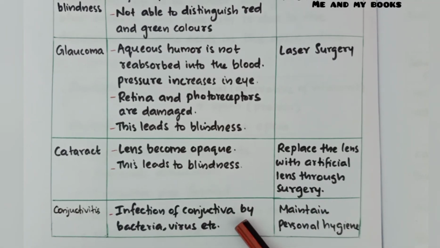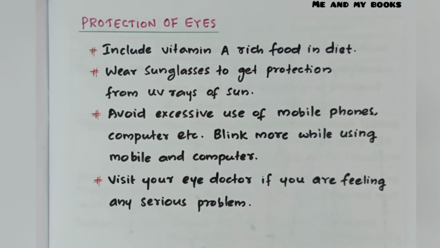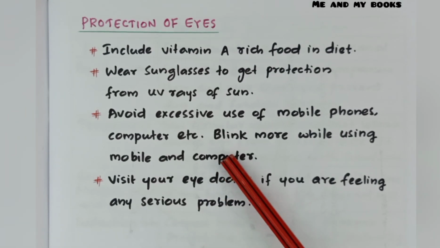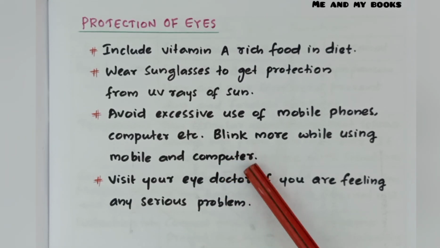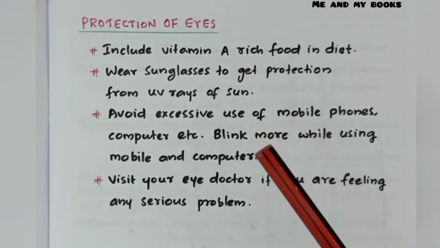Conjunctivitis, infection of conjunctiva by bacteria, virus, etc. You have to maintain personal hygiene. What all things we have to keep in mind for the protection of eyes? Only some points. You can find out the remaining points. Include vitamin A rich food in diet.